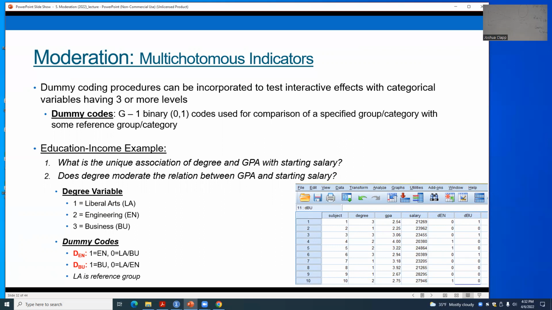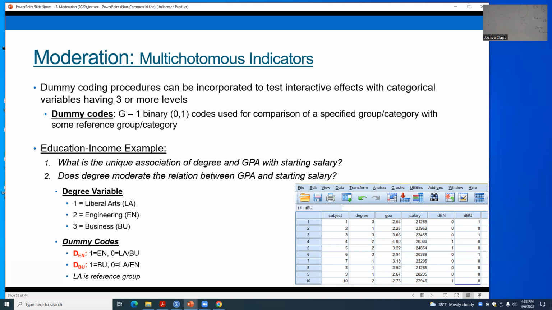But Basha, if in this data set my value for engineering is 0 and my value for business is 0, who am I? I'm a liberal arts major, right? So this is why with dummy codes you always have one less dummy code than the number of levels to your variable, because you have to decide which group is going to be the reference group. In this case we've got a dummy for engineering and a dummy for business. Liberal arts is our reference group.